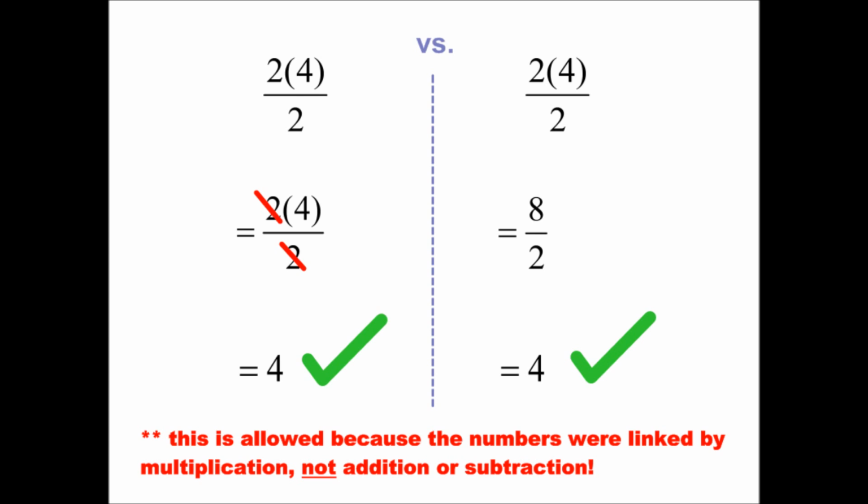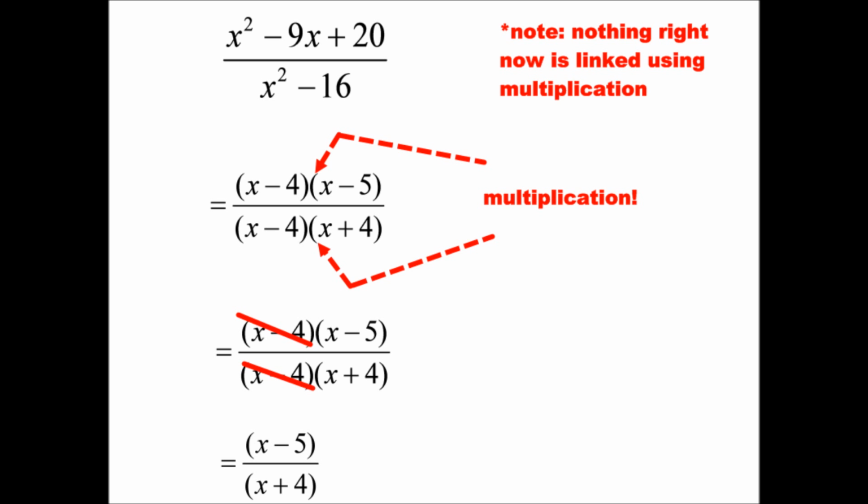Now the change here, the important change, is that I canceled, or I simplified this time, between numbers that were linked by multiplication, not addition or subtraction. And that's the key. Simplifying only works if you can link your numbers with multiplication. You can't cancel across an addition or a subtraction sign. So if we look back at the complicated question again, what can I do here to link my numbers using multiplication? Well, that's what factoring is going to do for us.